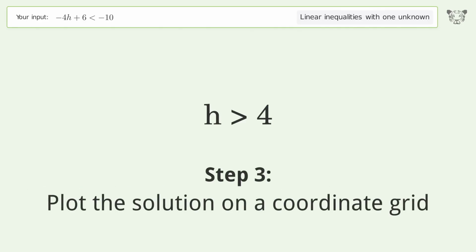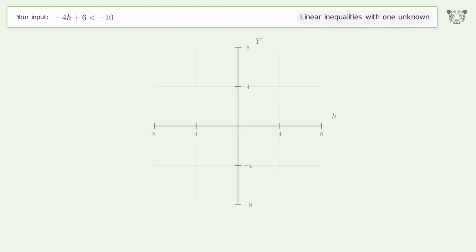Plot the solution on a coordinate grid. And so the final result is h greater than 4.